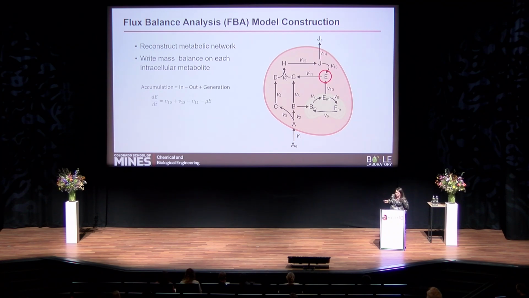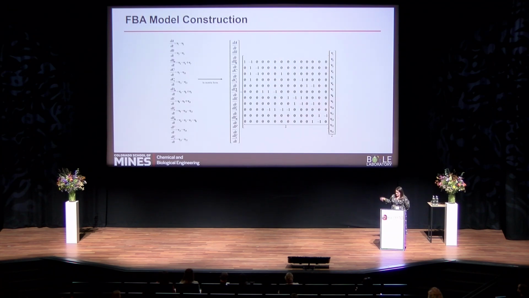This is the only math you'll have to listen to for the whole talk. We get the change in the concentration of E with respect to time equals the fluxes in minus out. And then this last term is the growth rate times the concentration, and we usually ignore that because it's several orders of magnitude smaller than the fluxes themselves. That makes it nice because then it's a linear equation. We throw that into matrix form, and we can solve for the fluxes themselves.